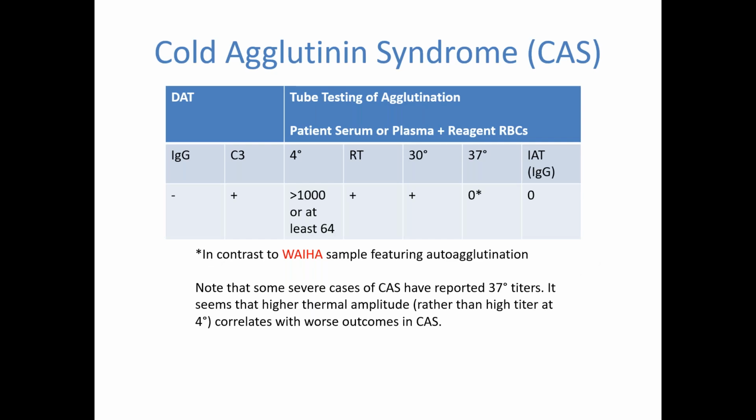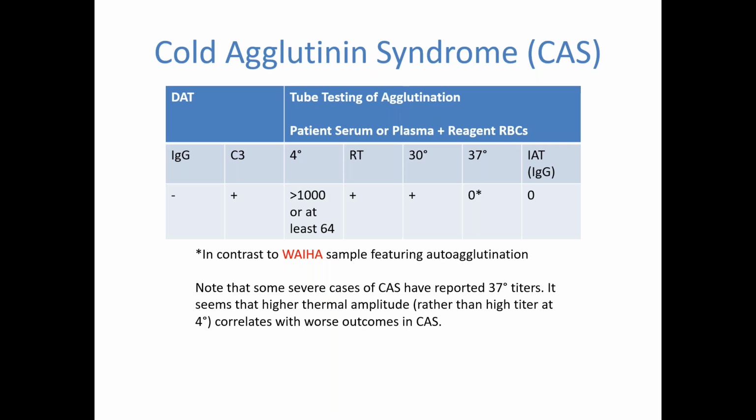So what do we typically see in the laboratory for cold agglutinin syndrome? Again, your direct Coombs tends to be IgG negative, but you will see C3 complement deposition on the cell surface. And then we go through testing at different thermal amplitudes. So you can test at 4 degrees, you can test at room temperature, 30 degrees and 37 degrees. Most people will report out results that are at 30 degrees.